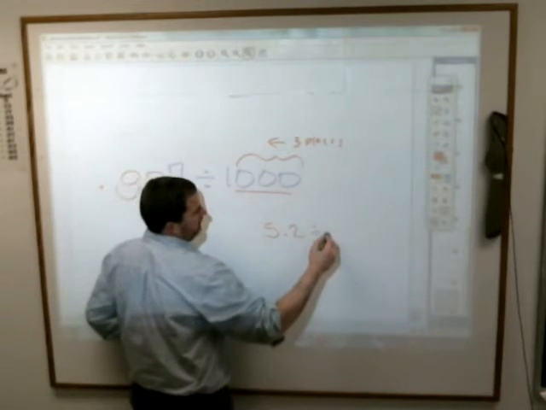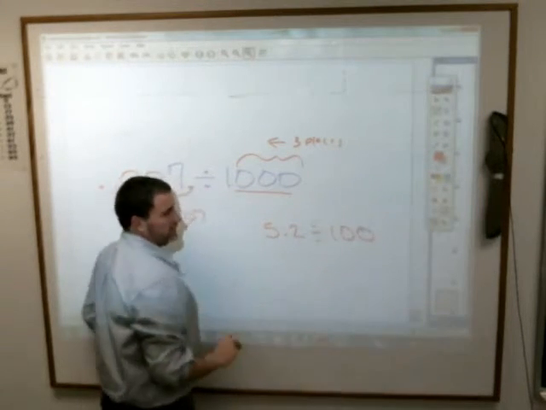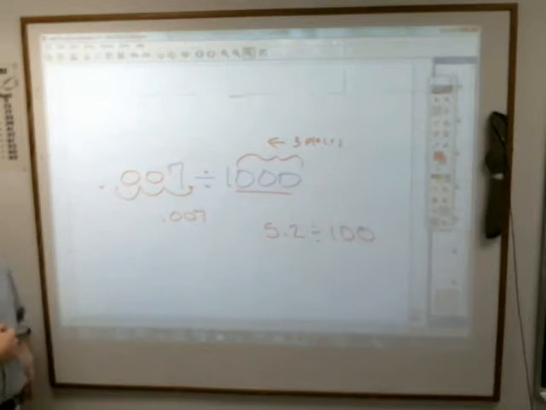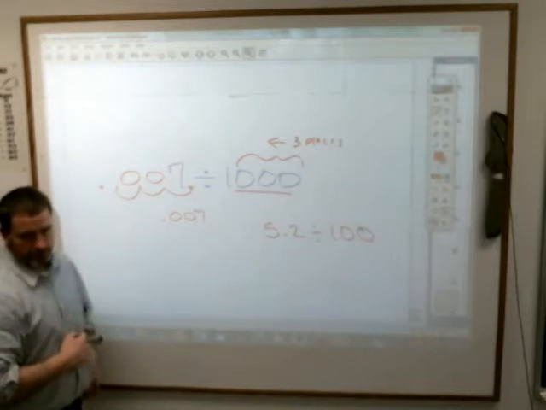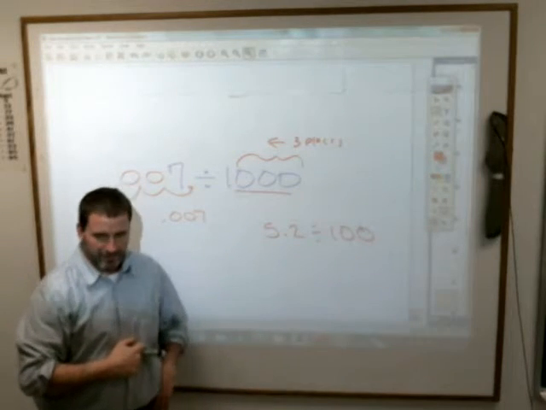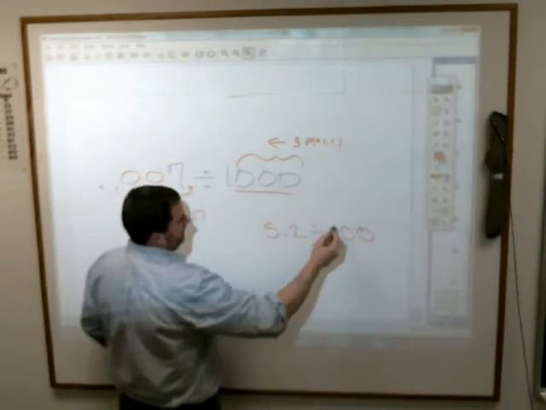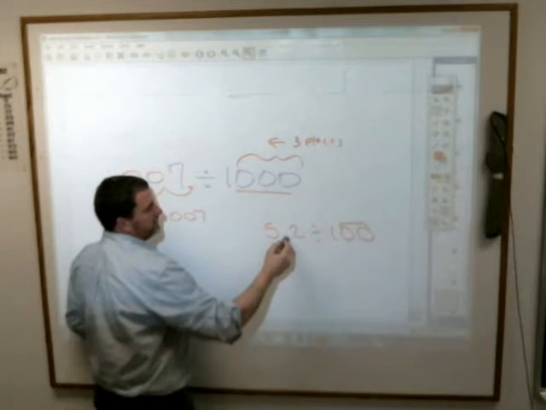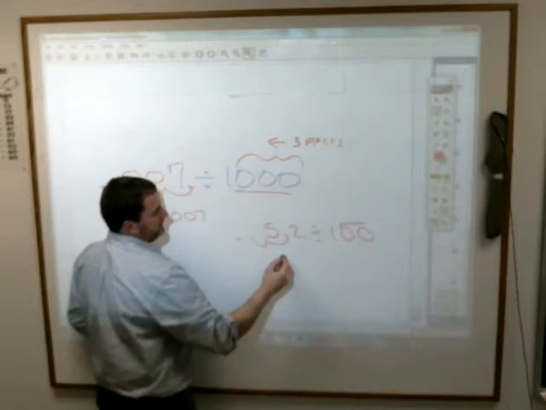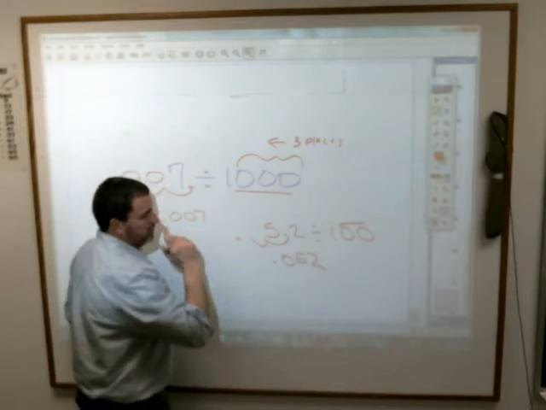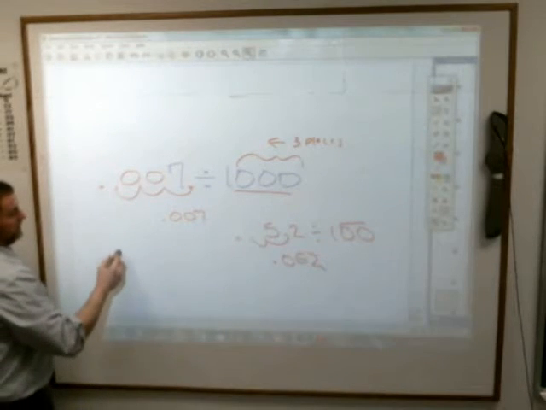How about this one? 5.2 divided by 100. You should be able to tell me the answer right now without even looking at it. The answer is, DJ? 0.52. No, sir. You're incorrect. 0.052. Right. Make sure there's 2 decimals, 2 zeros, so this has to come back 2 places. You're going to have to add a 0. Watch out for that.